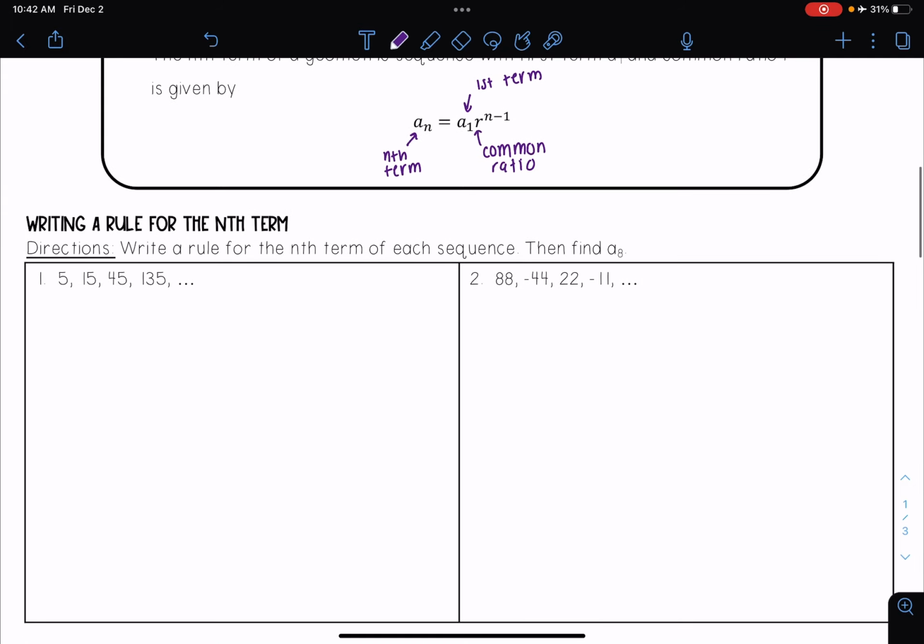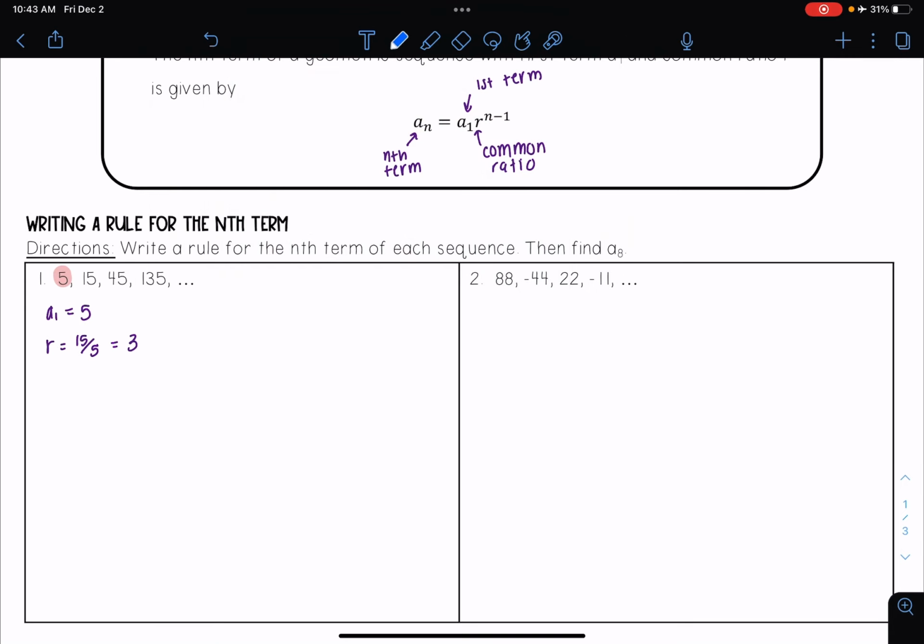So let's look at a couple of examples. We're going to write a rule for the nth term of the sequence, and then we're going to find a8. So here I have 5, 15, 45, 135. I already know this is geometric since it's telling us. To write the rule, I need to first know what my first term is and what the common ratio is. The first term is just the first term of the sequence, so a1 is equal to 5. Then to find the common ratio, I'm just going to take the second term and divide it by the first term. So I'm going to have 15 divided by 5, and I get that r is equal to 3.